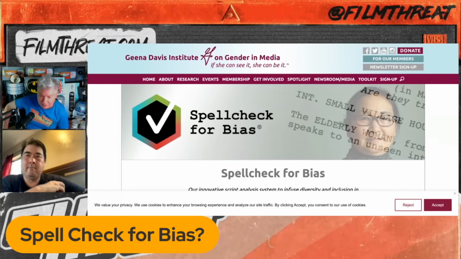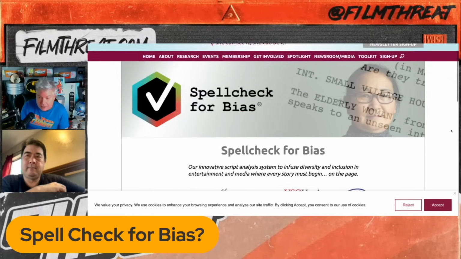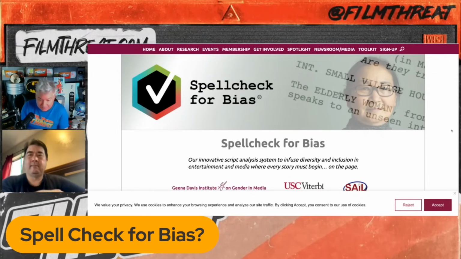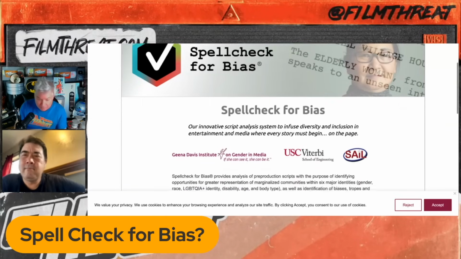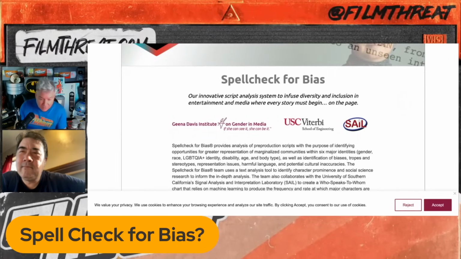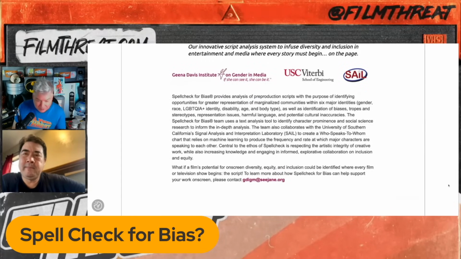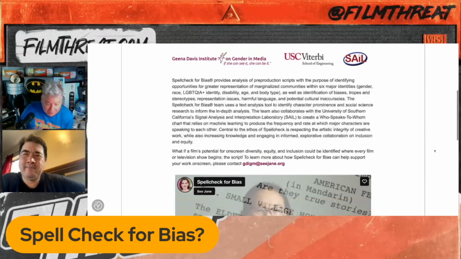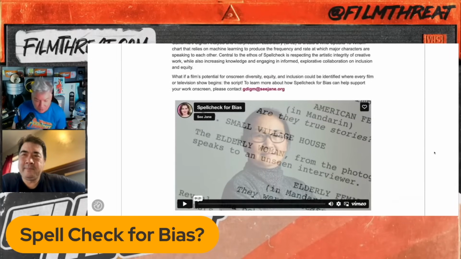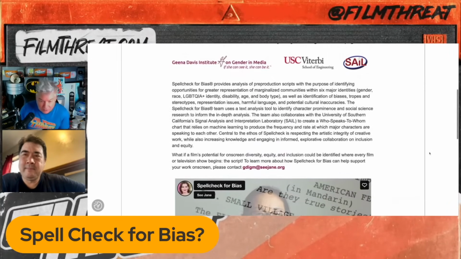It's a website where you can get involved, you can become a member. There's a toolkit, but here's their rule. "Spellcheck for Bias: our innovative script analysis system to infuse diversity and inclusion in entertainment and media, where every story must begin on the page." And there are a bunch of other organizations that support this. I'm just going to accept their cookies because whatever. But here we go. There's a short video which we can play.